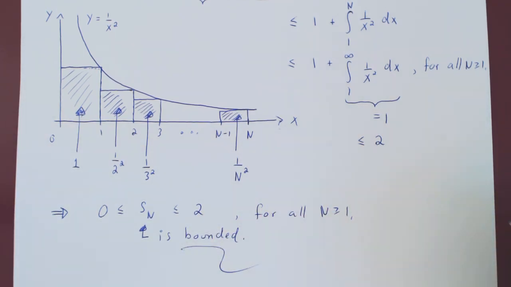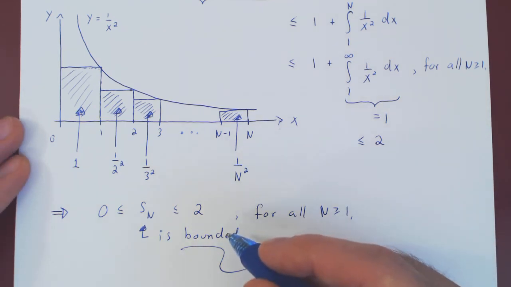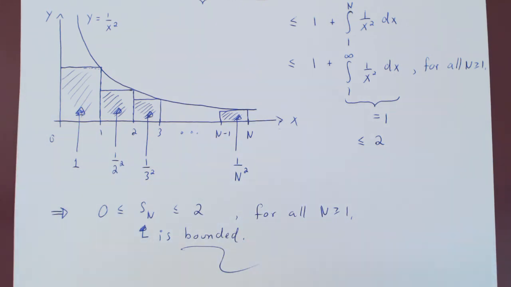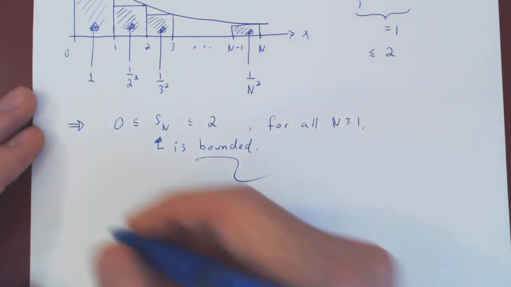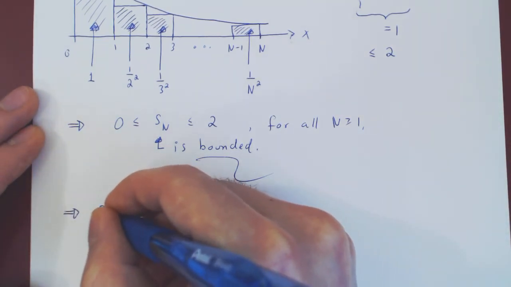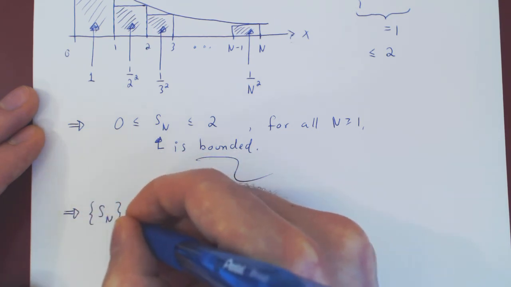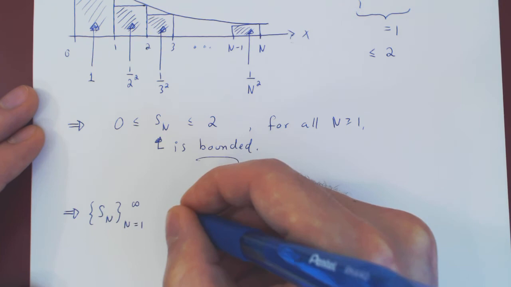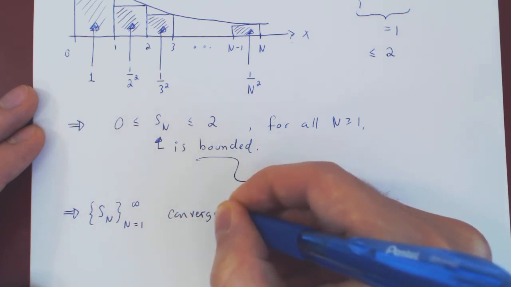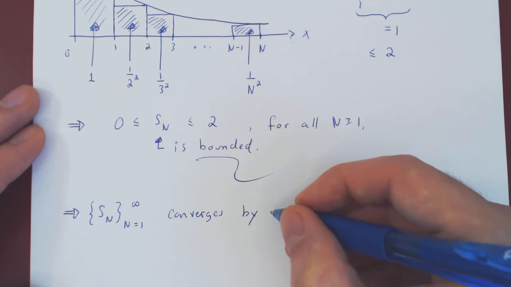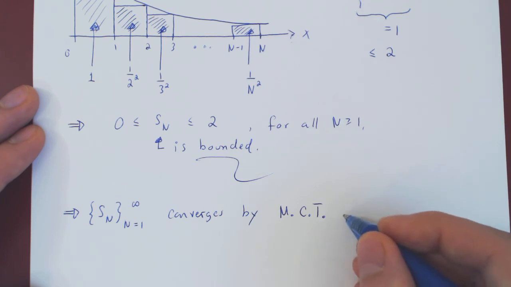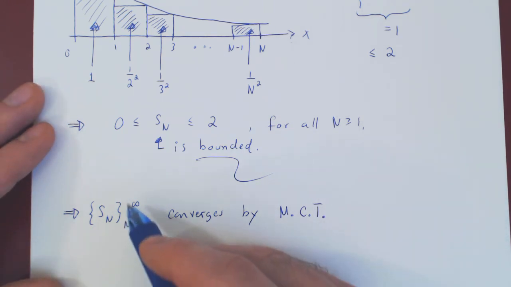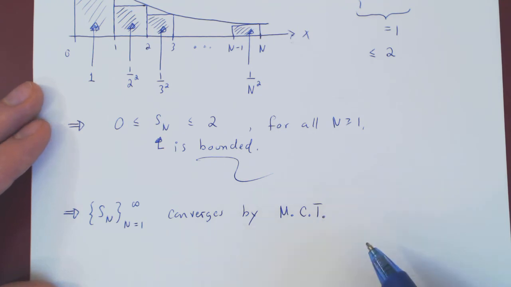But wait, we have previously proved that the sequence was increasing, and now the sequence is proved to be bounded, so we have an increasing and bounded sequence. Therefore, by the monotone convergence theorem, the sequence converges. And again, we will write this as MCT. And we have our conclusion. The sequence converges by the monotone convergence theorem.